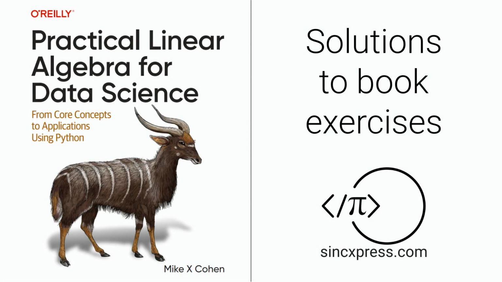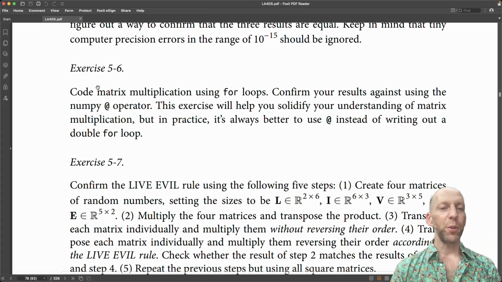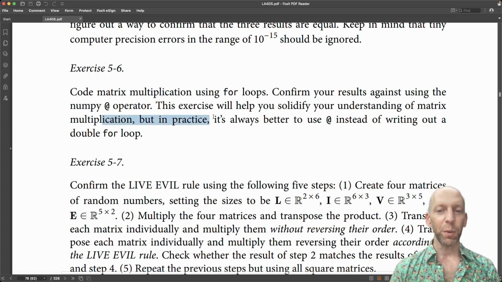So here we are with exercise 6 in chapter 5. We are going to write code that implements standard matrix multiplication using for loops. And then we want to confirm using the matrix multiplication operator in NumPy, which is just the at symbol. Okay, this exercise will help you solidify your understanding of matrix multiplication.